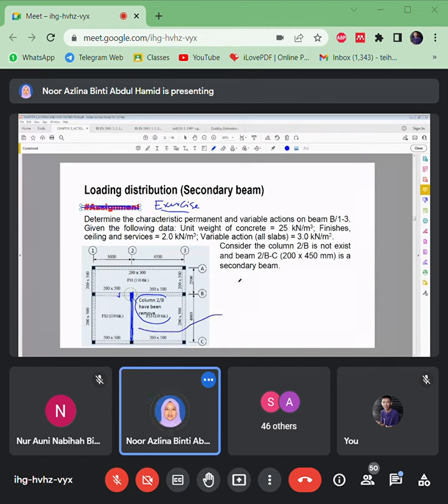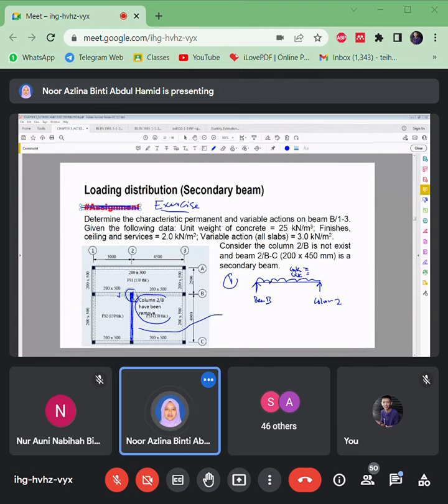So if I do the sketch for the secondary beam, you need to calculate the secondary beam first. This is a secondary beam supported by beam B. Another side is supported by the column at grid line 2. So how about its loads? What is GK? What is QK? It's the same.